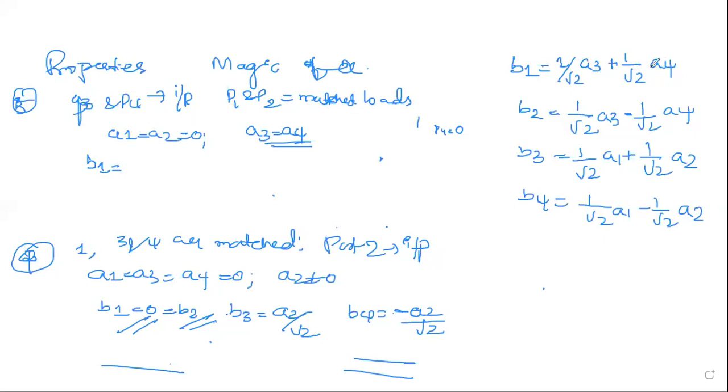Instead of A4, you can take A3, or instead of A3, you can take A4. So what will be the value? 1 by root 2 A3 plus 1 by root 2 A3 is root 2 A3, or 2 A3 by root 2. So this will be the equation for B1. But when you take B2, what is the equation for B2? B2 will be 0. Again, B3 will be 0, and B4 will be 0. So you'll have only the output across your B1.